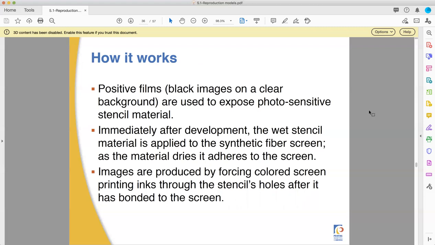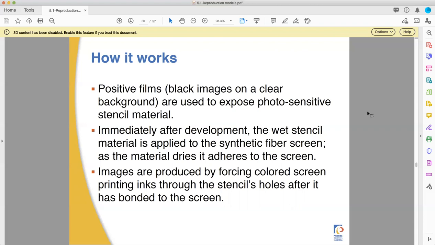Or you can sometimes even expose them using the sun and a stopwatch to give it the right exposure time. And the part of the emulsion that gets exposed to light, i.e. the non-image area, hardens. Then you wash it out with water and let it dry, and you have yourself a stencil. And you force the ink through the screen onto whatever it is you're printing on.